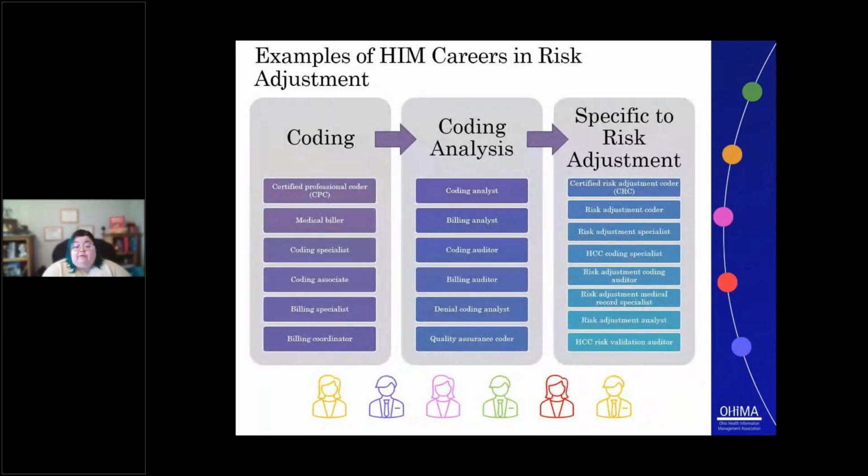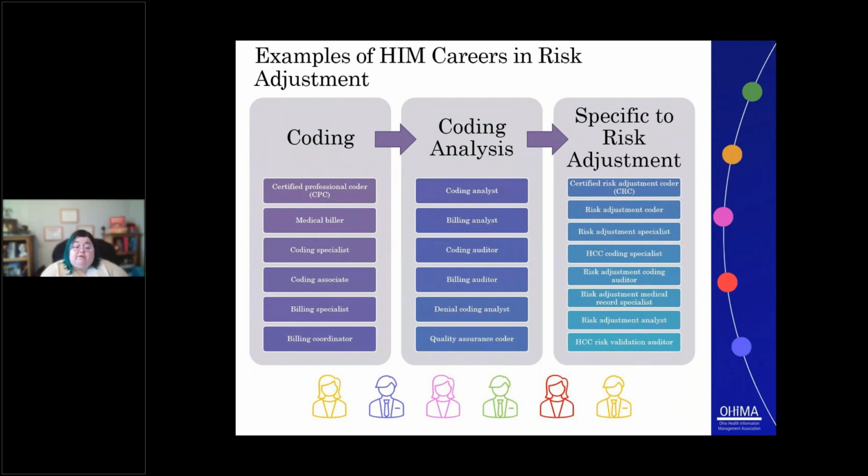There are many potential careers for HIM professionals in risk adjustment. Careers in coding or coding analytics all involve risk adjustment or touch risk adjustment in some way. These careers may be listed under a variety of job titles, and I've listed some examples here, but generally any medical, dental, vision, coding, or billing position title, or any coding or billing analyst, auditor, or quality assurance title fits into these first two categories.